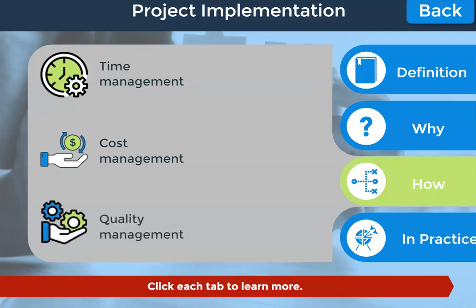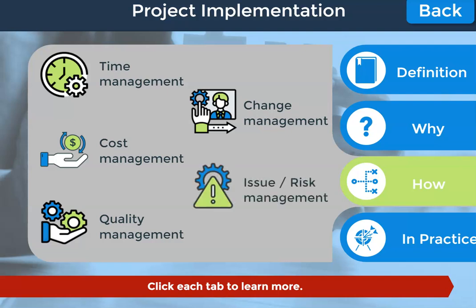Quality management is the quality of the product or process to the specifications of the stakeholders. Change management: should something change in the stakeholders' specifications or schedule, the project manager may need to change the plans for the project accordingly. Issue or risk management: during the execution phase, issues should be carefully tracked so that the project manager and other team members are aware of any problems that come up during execution.